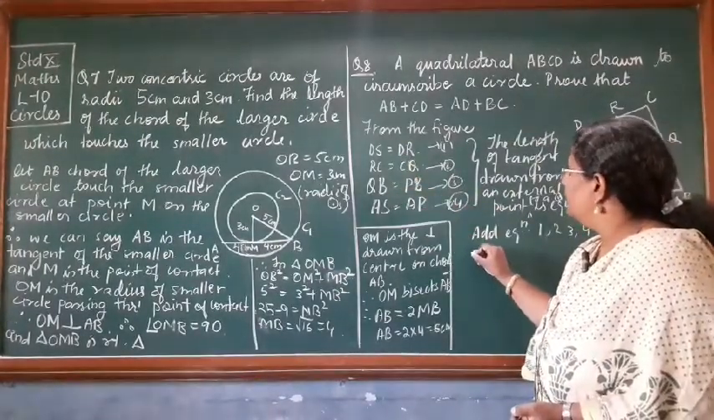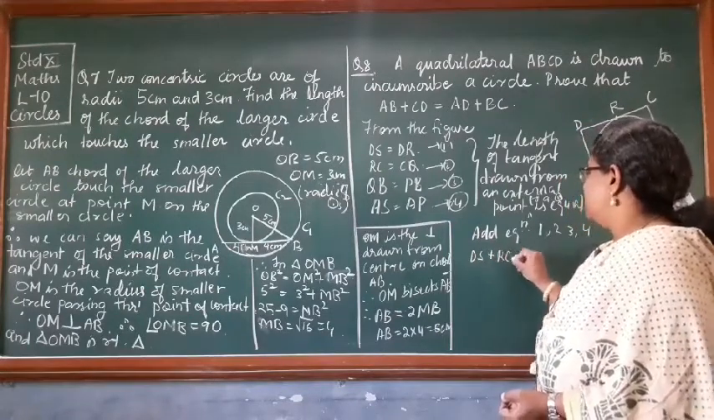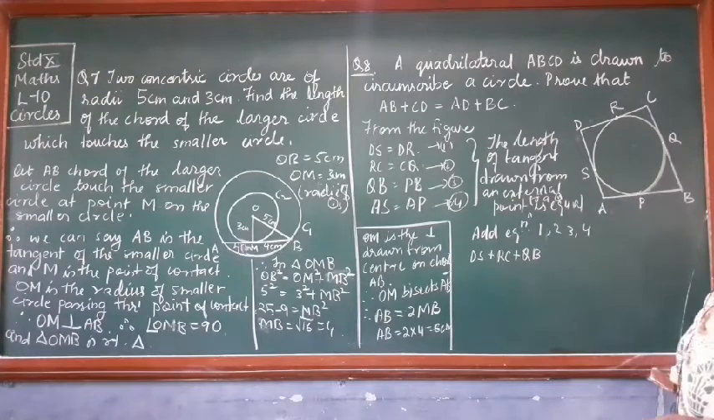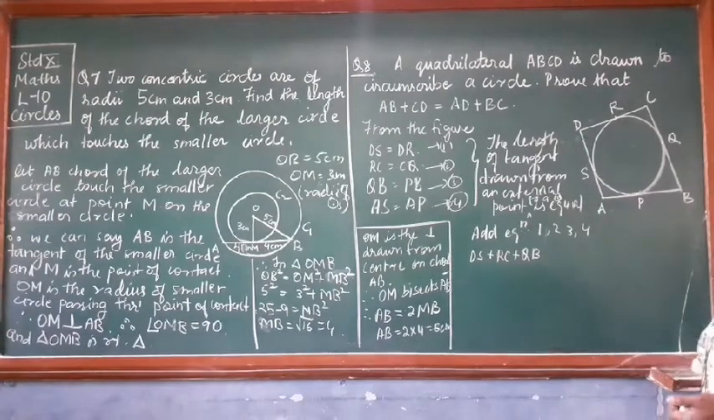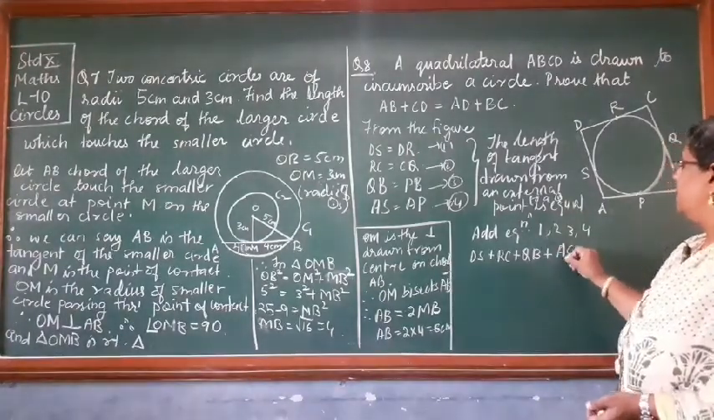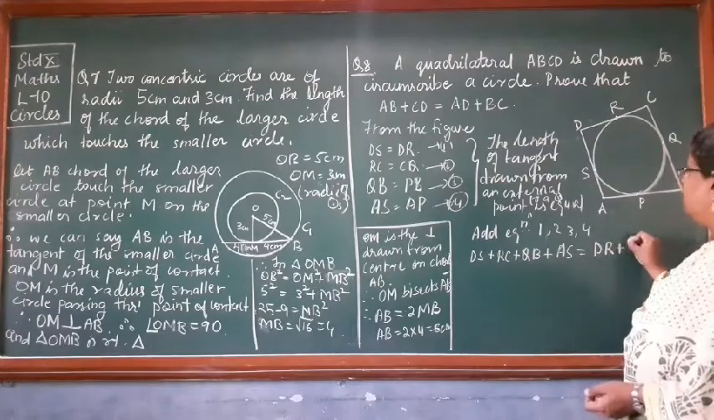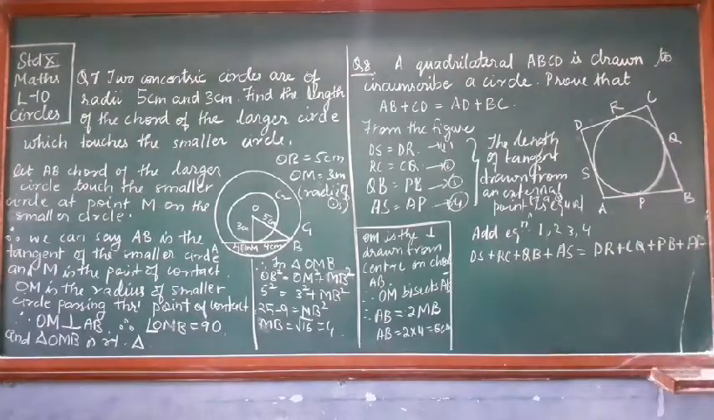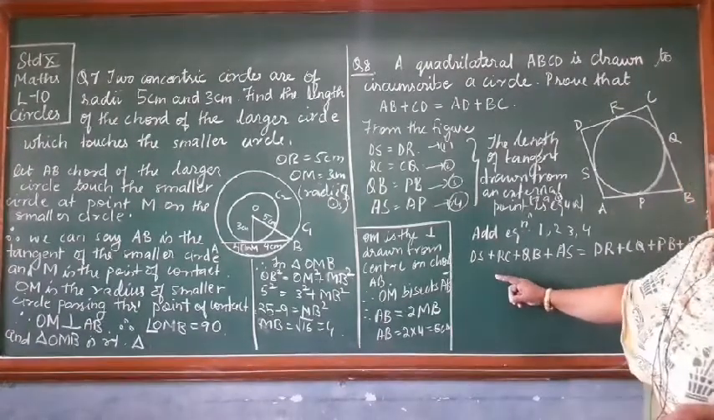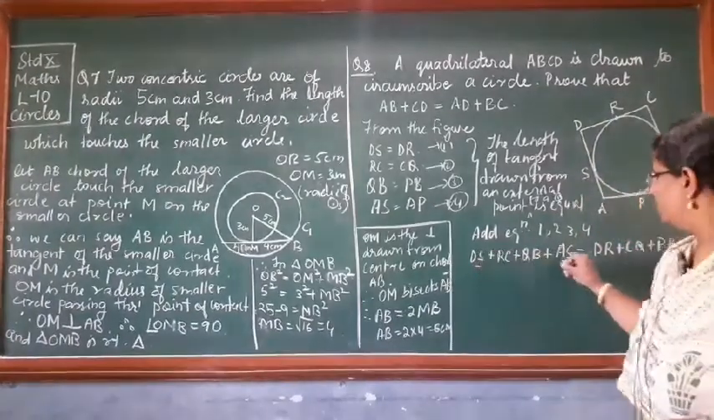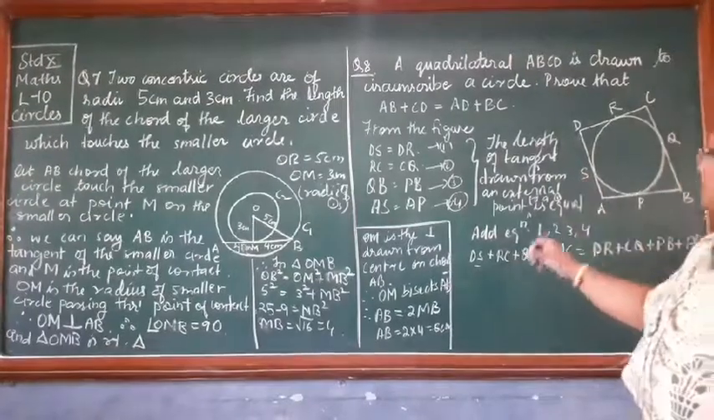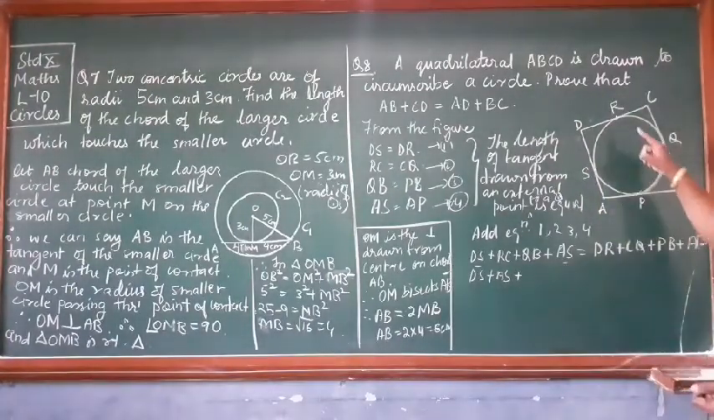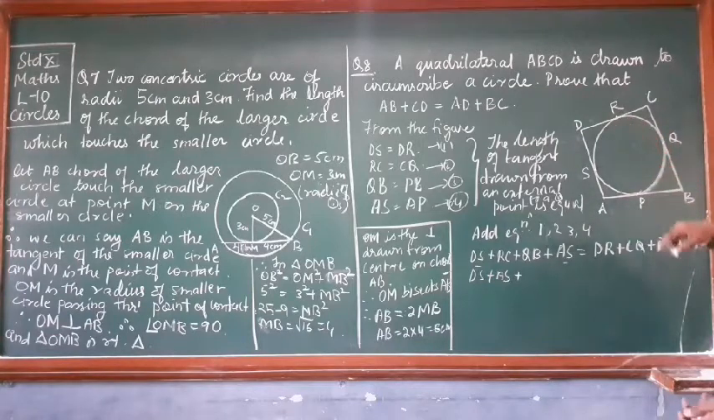Left hand side is add. So what do I get? DS plus RC plus QB plus AS, it is equal to DR plus CQ plus PB plus AP. ठीक है, अब DS plus AS मतलब ये दोनों, DS plus AS I write it together. ठीक है, DS plus AS plus दूसरा दोनों क्या है, RC plus QB.